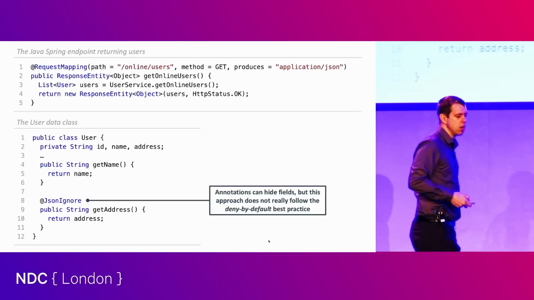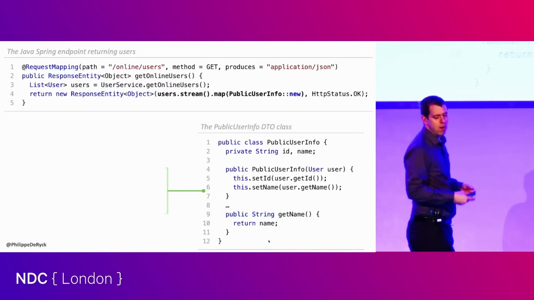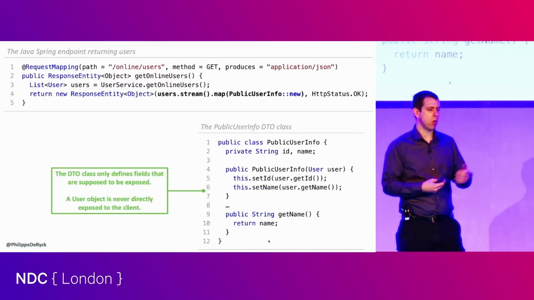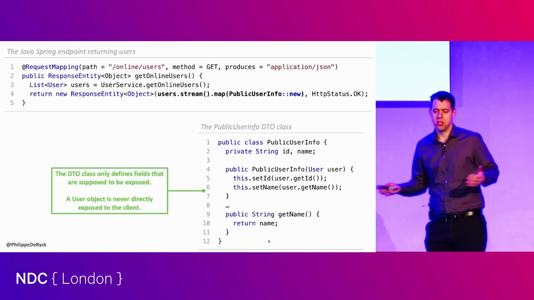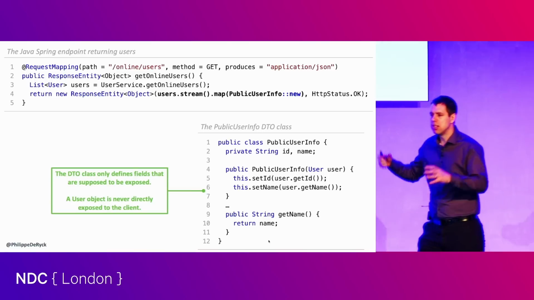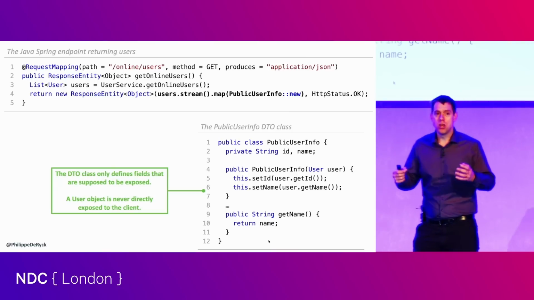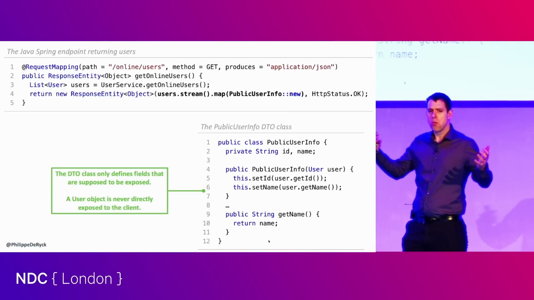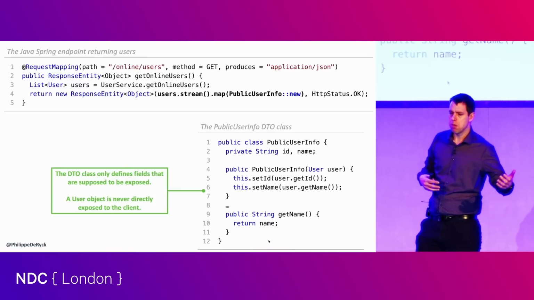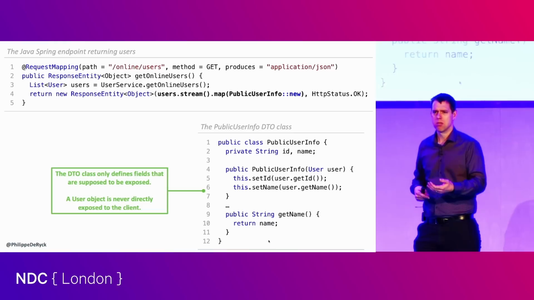So a better approach is to use this age-old pattern called data transfer objects, or a schema, or whatever works in your language, because this translates to different languages in different ways. But instead of returning users directly, we're now returning a public user info object, making things very clear about what's going on. What are we returning? Public user info. What is public? Oh, an ID and a name. Yeah, that makes sense.